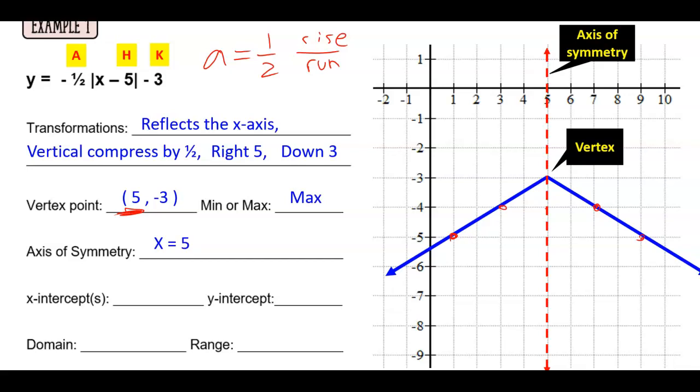Now, who can tell me, where does it cross the x-axis? The blue thing, not the red dash. The x-axis, this one. Oh, it does not cross it, okay? I'm talking about the blue absolute value. It does not cross the x-axis up here, right? So sometimes there is no x-intercept, so put none.